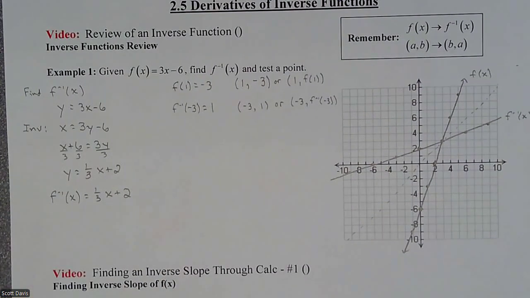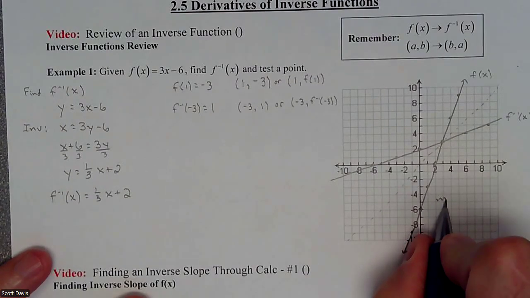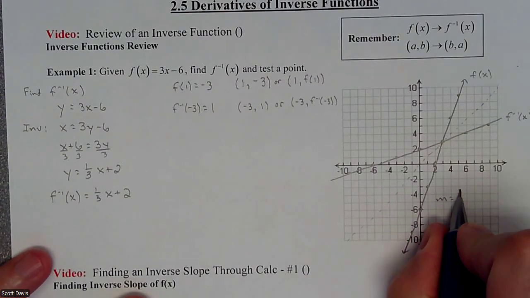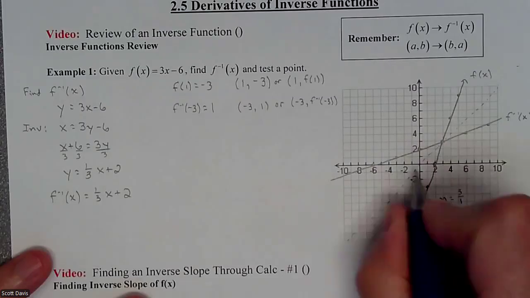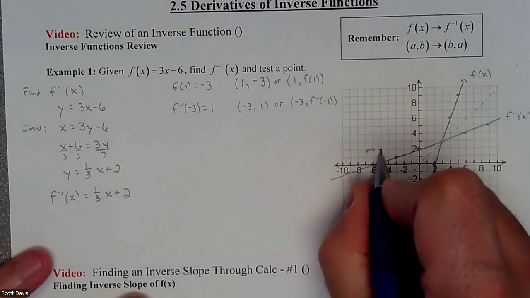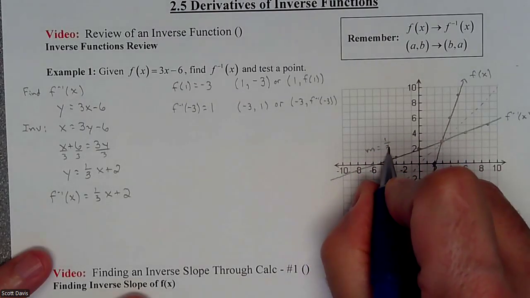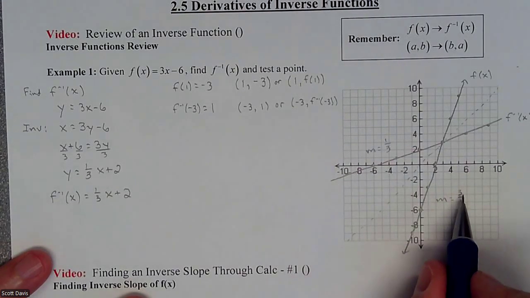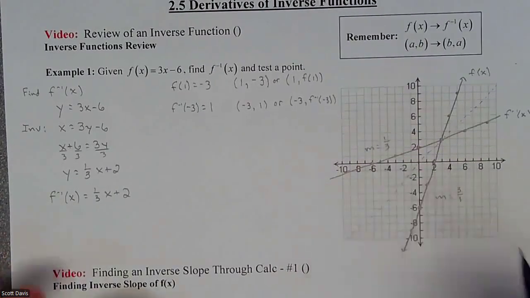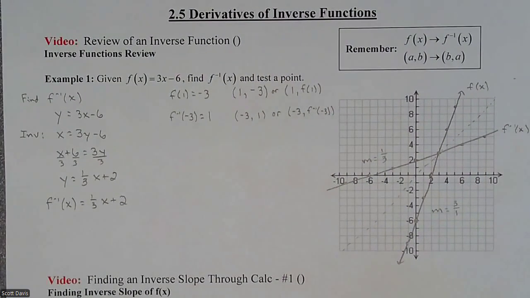All right, so that's a little bit of review. There's one other layer to this as well. The slope of our original is 3, so up 3 over 1. The inverse slope is up 1 over 3 versus up 3 over 1. So there's a bunch of different pieces going on with this inverse that we're going to dive into in the calc world a little bit differently. But that's a quick review of some main ideas of what's going on with an inverse function.